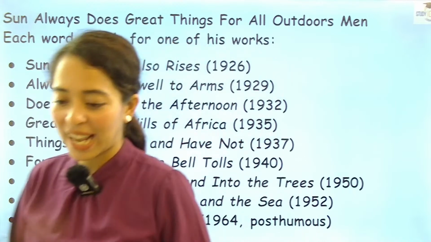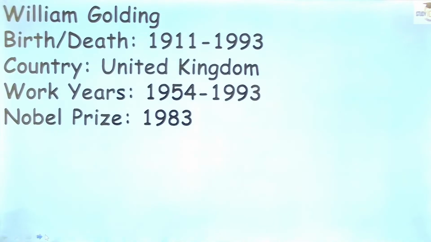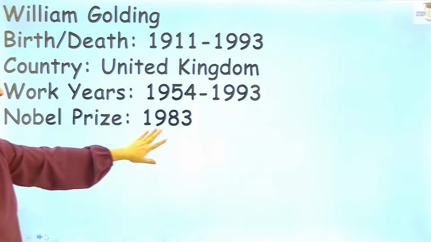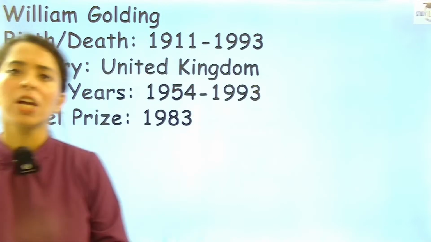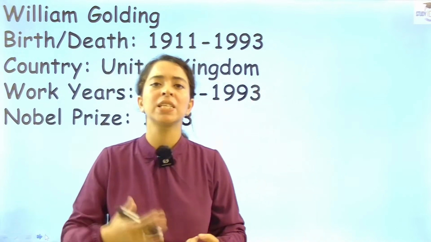Okay, so let's go ahead with our next one. William Golding, 1911 to 1993. Nobel Prize 1983 में मिला है, and he is from United Kingdom. Guys, Nobel Prize में chronology आ सकती है कि किसको पहले मिला है, आप सीरीज से लगाइए, right? वो आ सकता है question.